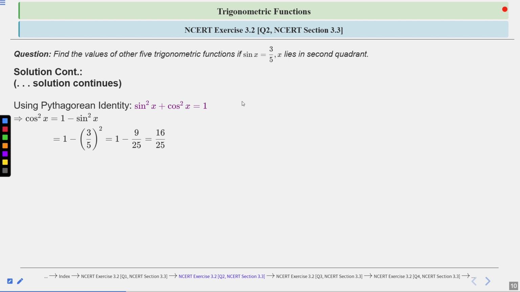So cos square x will be equal to 16 upon 25. Since cos square x is equal to 16 upon 25, cos x will be equal to plus minus 4 by 5, right? Now x lies in the second quadrant. Since x lies in the second quadrant, the value of cos x will be negative, as we know that cos x is negative in the second quadrant, right?